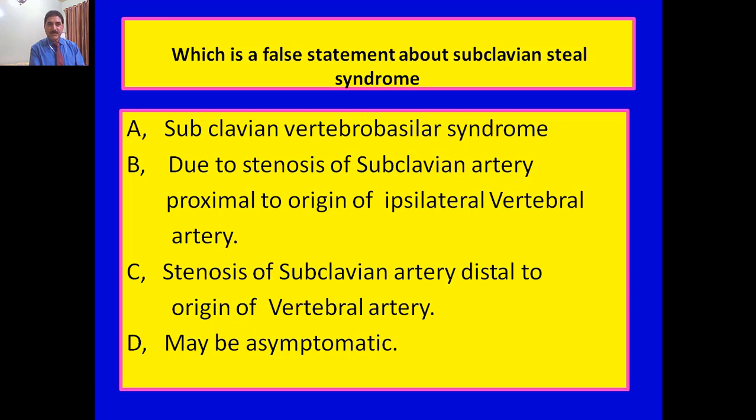Which is a false statement about subclavian steal syndrome? Subclavian vertebrobasilar syndrome. Due to the stenosis of the subclavian artery proximal to the origin of the ipsilateral vertebral artery. Due to stenosis of the subclavian artery distal to the origin of the vertebral artery. May be asymptomatic. So the wrong option is stenosis of the subclavian artery distal to the origin of the vertebral artery. The correct answer is stenosis of the subclavian artery proximal to the origin of the vertebral artery.